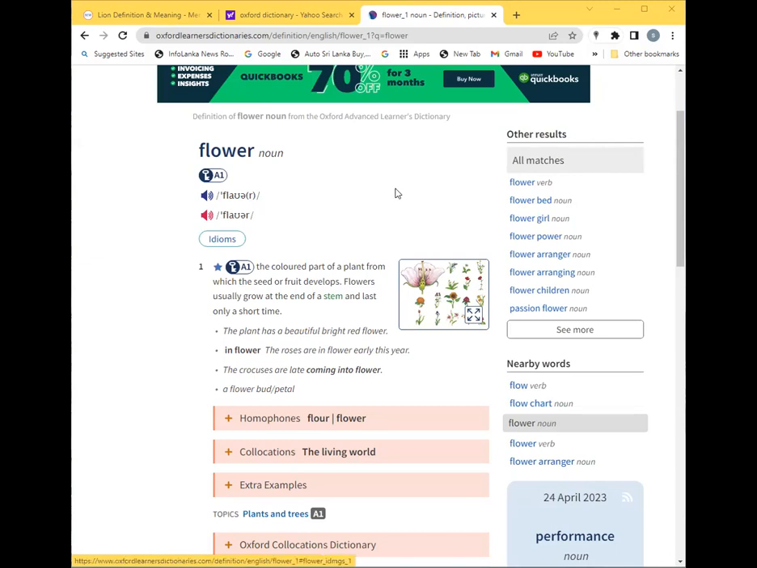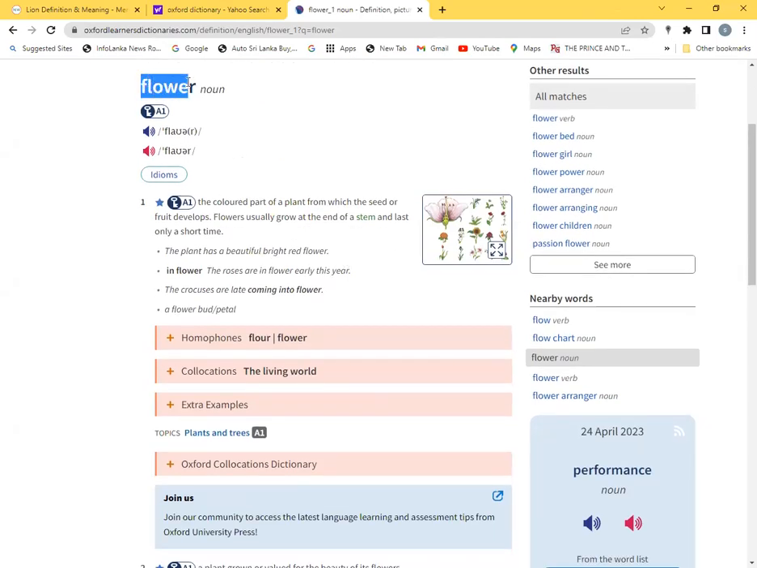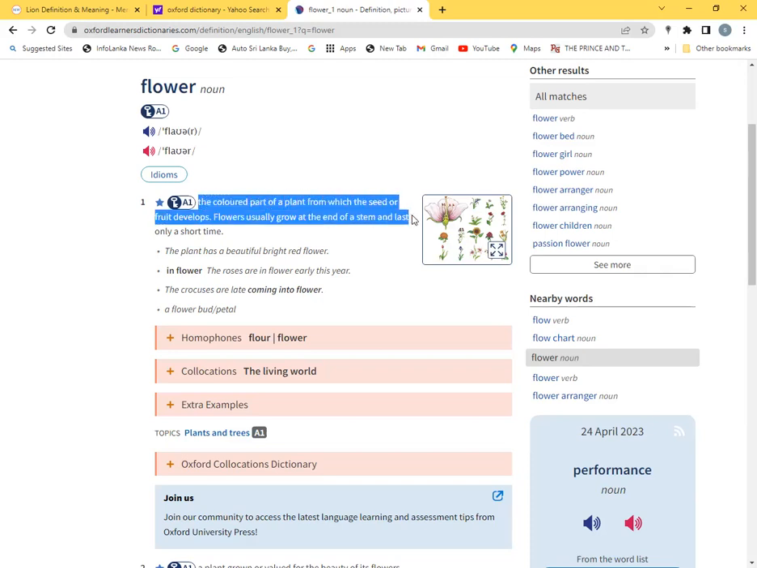Now let's find the denotative meaning. Flower. What is the denotative meaning? The Oxford Dictionary says: the colored part of a plant from which the seed or fruit develops. That is the denotative meaning of flower.